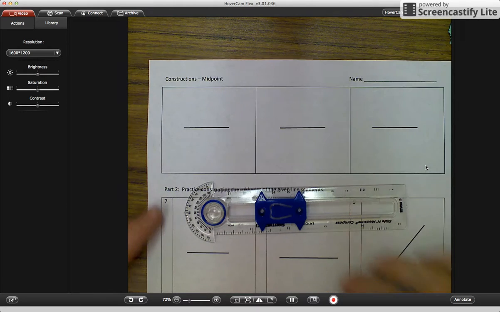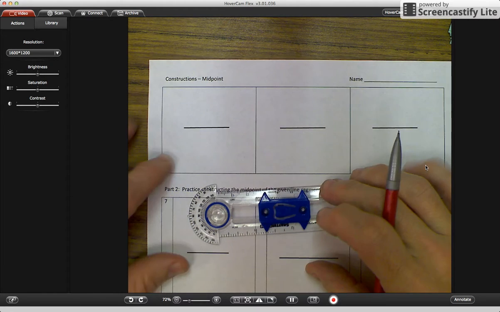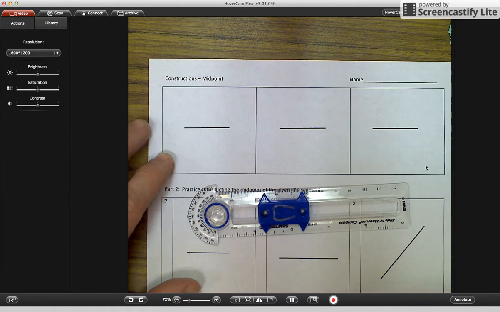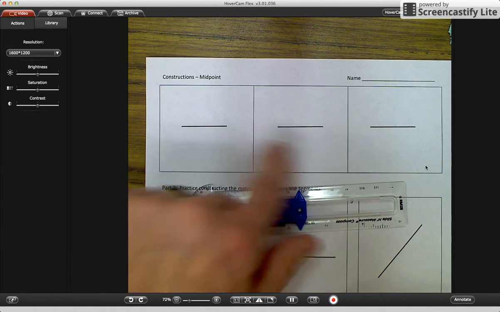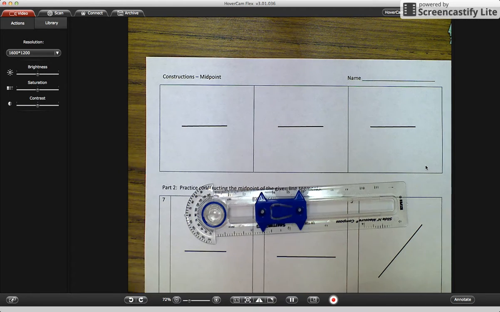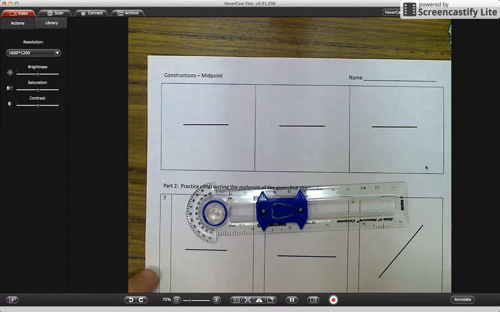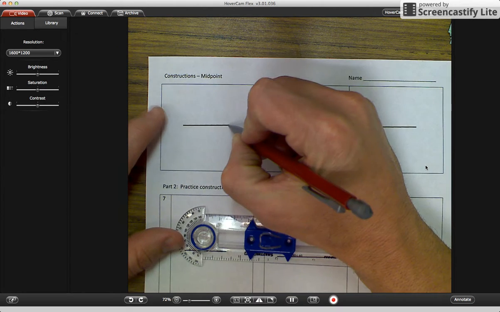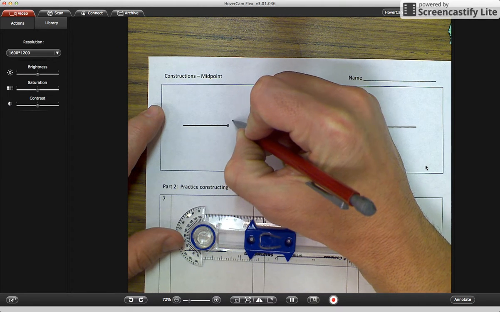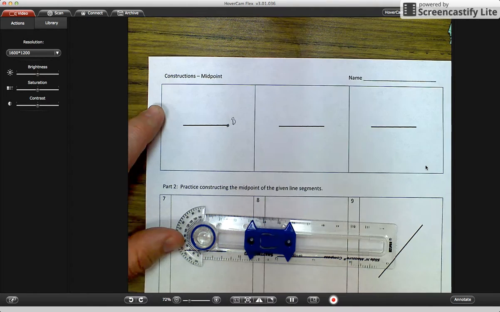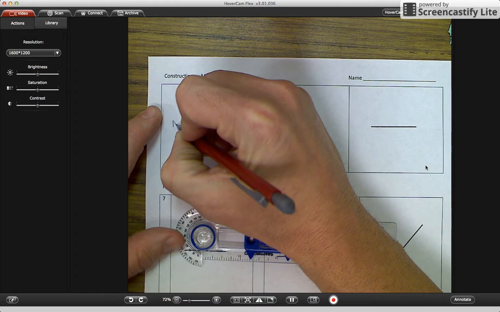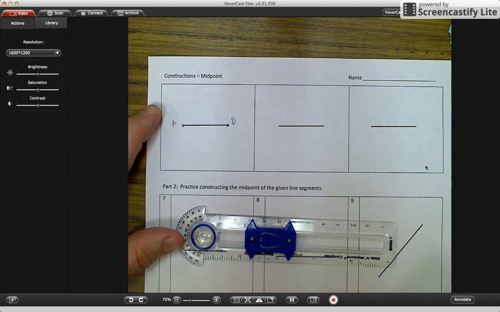Okay, today I'm going to teach you how to construct the midpoint of a line segment. We have three different boxes up here, and I'm going to show you the three different steps of how to construct it. In the first box, what we need to do is identify our endpoints. I'm going to call that point B. I'm going to call the other endpoint A. And that's the first step.